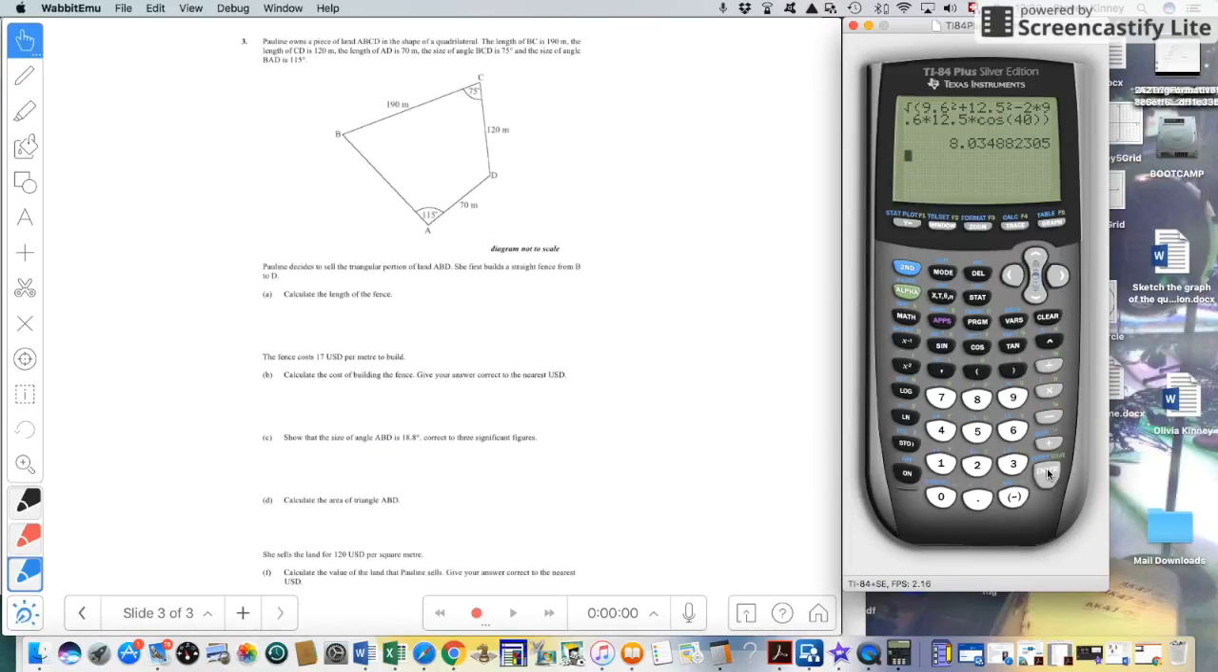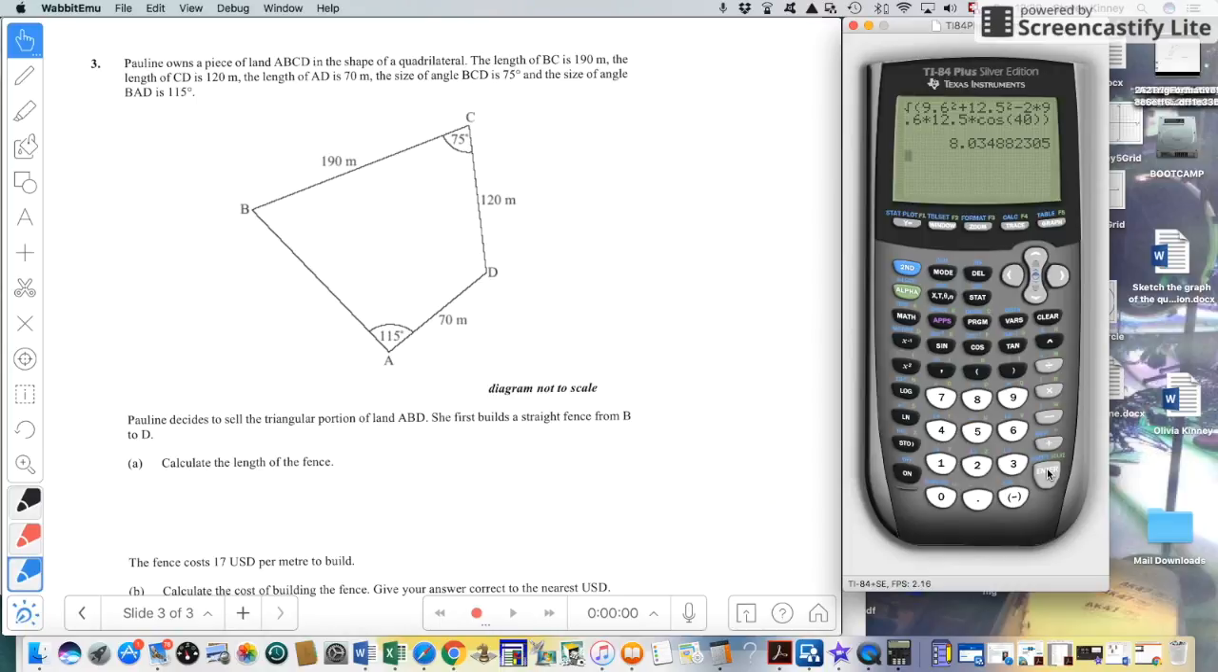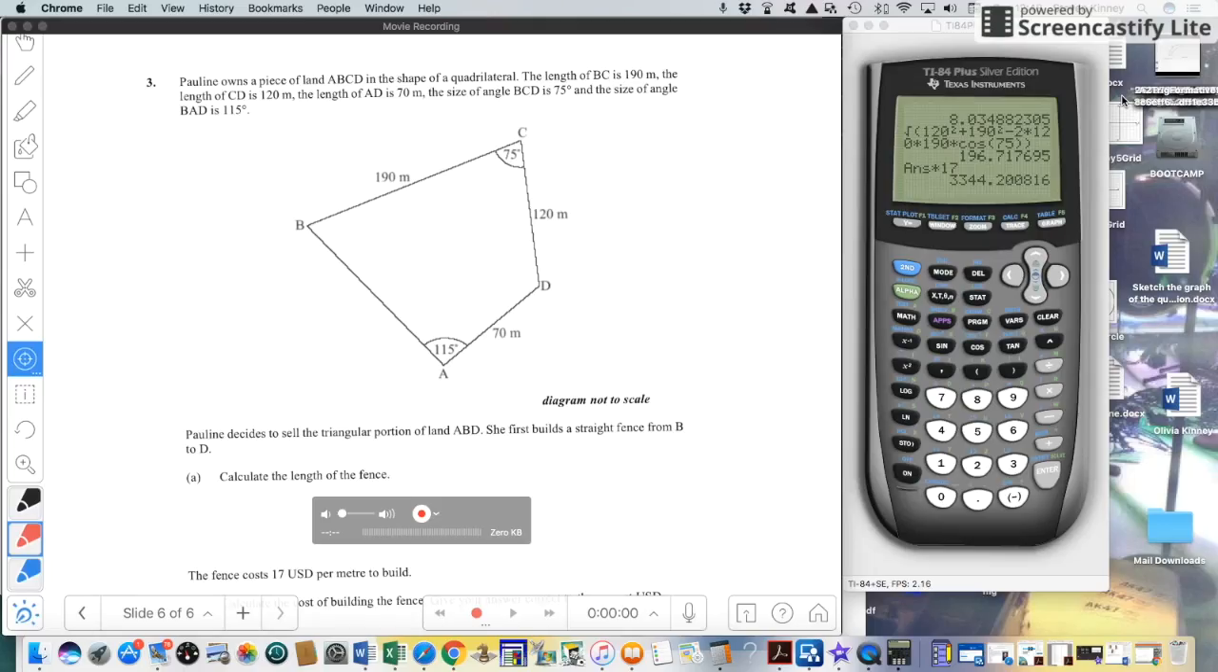Go to problem 3. All right, we have a quadrilateral here, A, B, C, D. And we're given some lengths. BC is 190. Okay, this last problem, Pauline buys a piece of land. She knows this length BC is 190. The length of CD is 120. The length of AD is 70. And we know a couple angles, BCD and BAD, the bad angle.